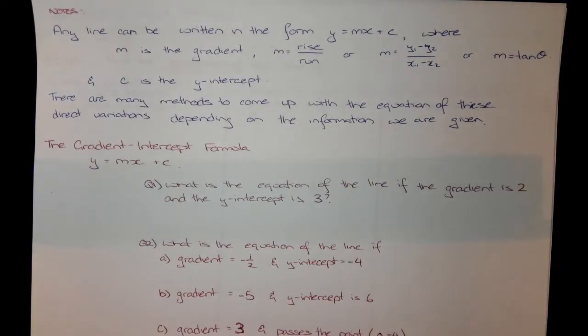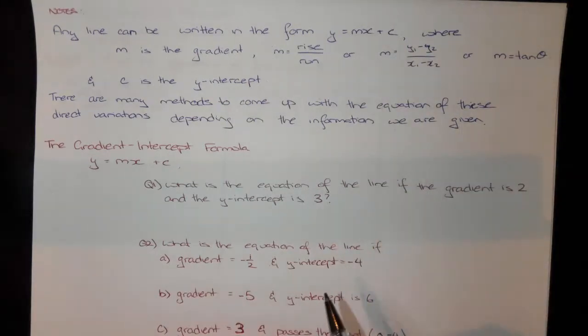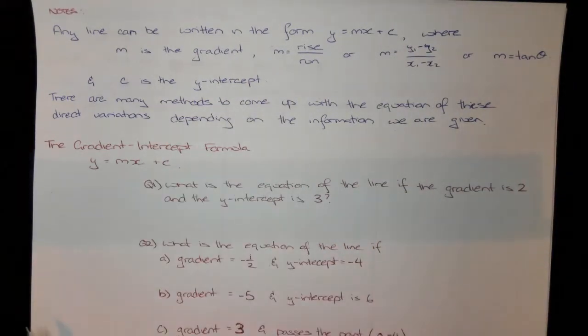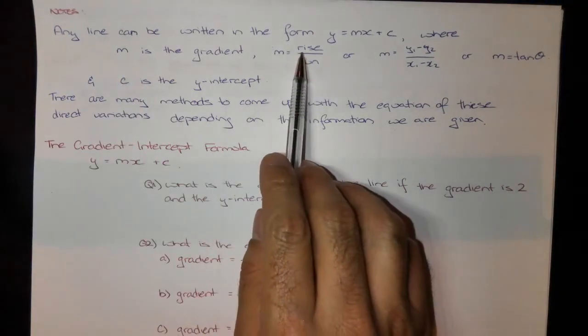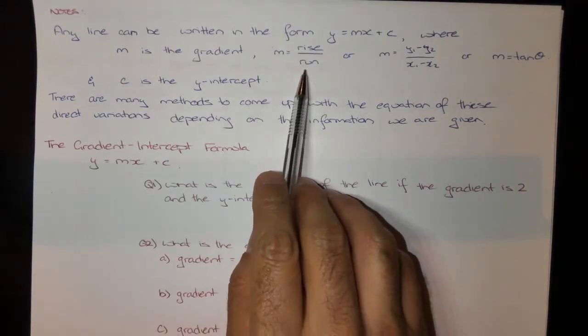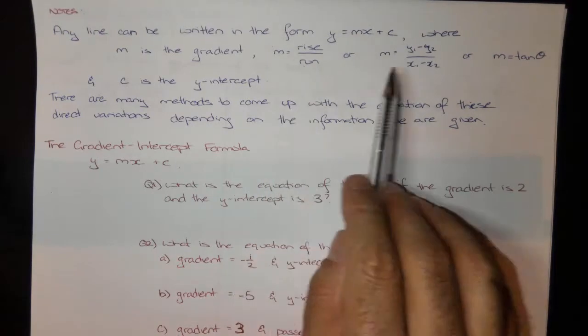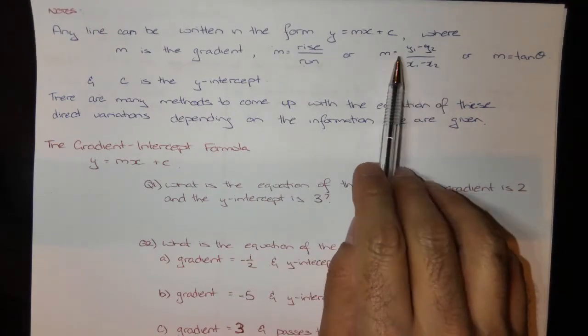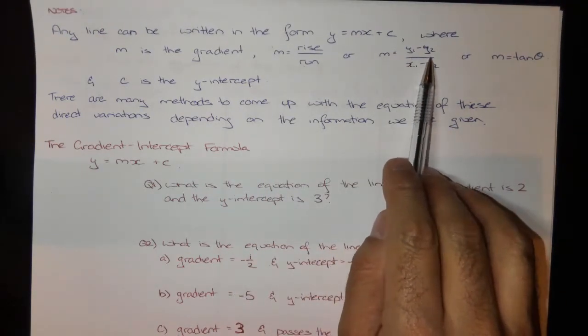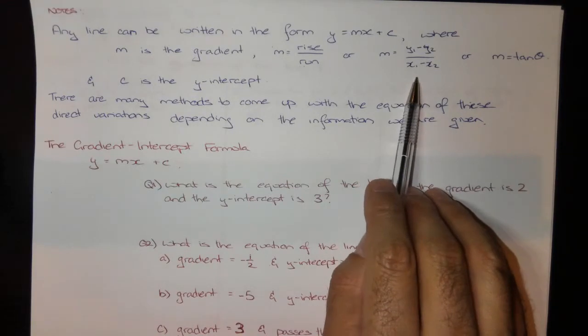So, biggest note is that any line can be written in the form of y equals mx plus c, where m is the gradient, and to calculate the gradient we should know that it's going to be the difference in the rise divided by the difference in the run, or rise over run. And there's the traditional formula, m equals y1 minus y2 divided by x1 minus x2.